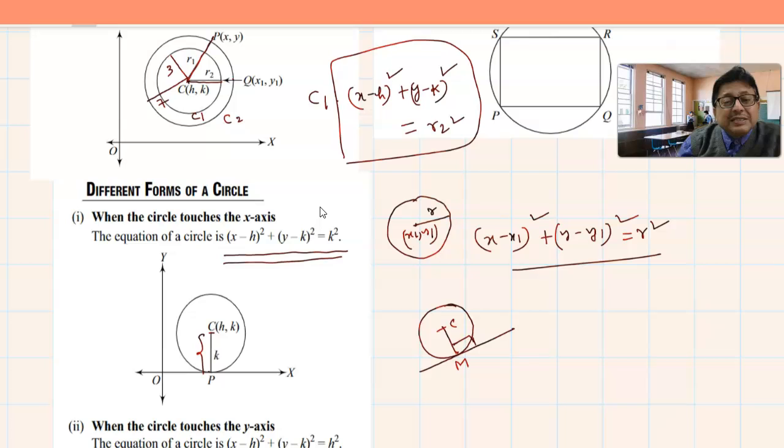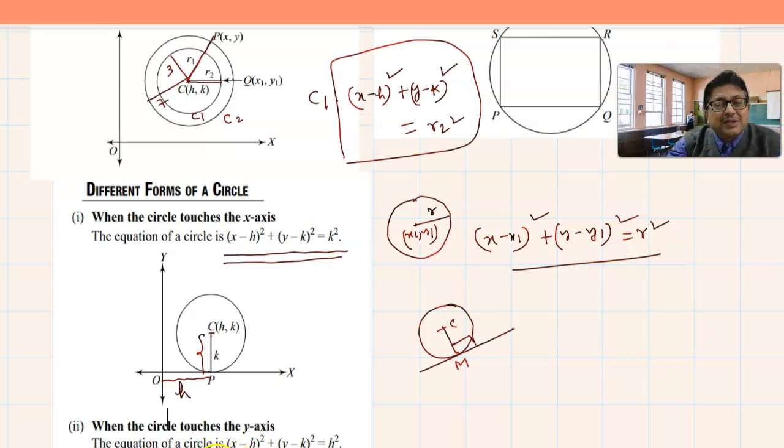So for the center to the x-axis, if the center has coordinates (h, k), then you all know this part is going to be h and this part is going to be k. So k must be the radius because the x-axis is the tangent. The distance from the center to the x-axis is how much? All of you can see in the diagram, it is k only. That's why the equation is (x minus h) whole square plus (y minus k) whole square equal to k square.